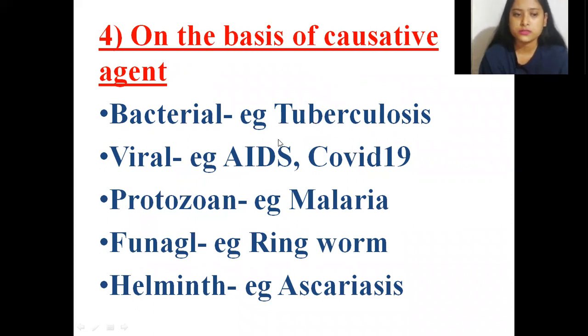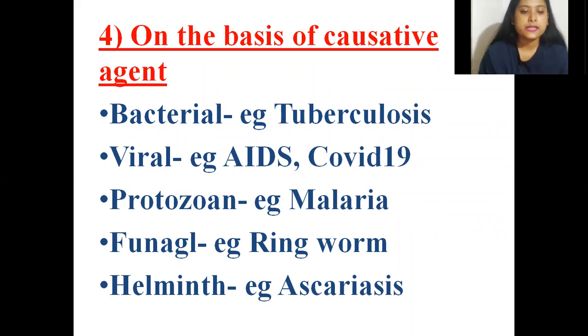Example is tuberculosis. Second one is viral disease. If you're getting attacked by any sort of viruses, that particular disease you can refer to as viral disease. Example is AIDS, and recently we have come across COVID-19. Then if you are diseased with protozoa, you call it protozoan disease, and the example is malaria. Malaria is a disease where you get attacked by a protozoan, Plasmodium vivax.